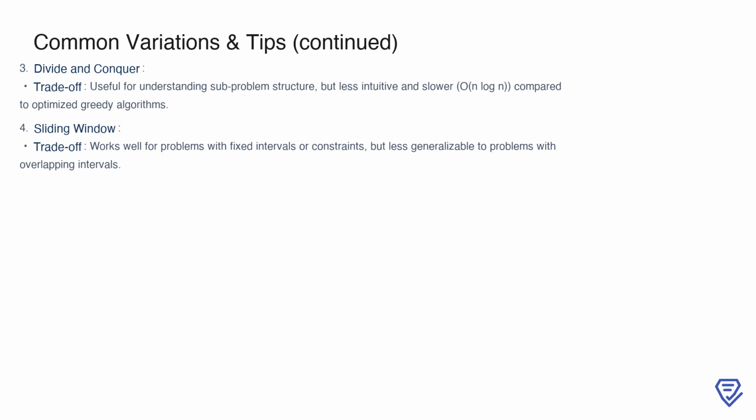This approach can aid in understanding the structure of the solution, but it's generally less intuitive and slower, with a time complexity of n log n, compared to more optimized strategies. The sliding window technique is another alternative that works well for problems with fixed intervals or constraints. For instance, if you had a problem where you could only consider profits within a certain range of days, this method could be highly effective. However, it's less generalizable when the problem involves overlapping intervals, which is often the case in stock trading problems. Each of these methods has its strengths and weaknesses, so it's important to choose the one that aligns best with the problem's constraints and requirements.